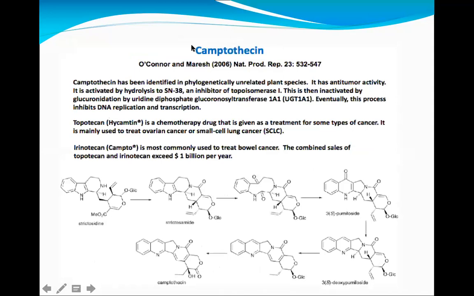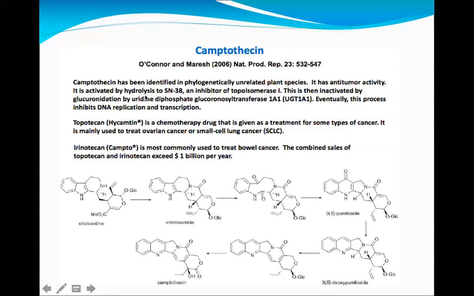Another important anti-cancer drug is camptothecin. Camptothecin has been identified in phylogenetically unrelated plant species. Most of the secondary metabolites have a chemotaxonomic relationship. But in the case of camptothecin, it has been identified in phylogenetically unrelated plant species. It has anti-tumor activity. It is also one of the anti-cancer drugs.